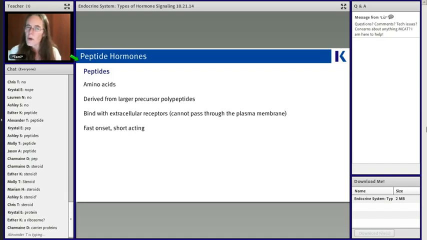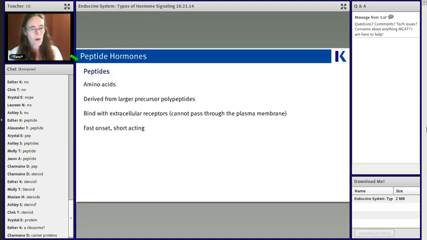So if this protein is already present, then I'm either turning it on or I'm turning it off. So we can see this fast onset because the protein's already present. So we're looking for, is it no longer working or is it now working? So this is going to be some sort of protein within the cell. That's why it's fast acting.